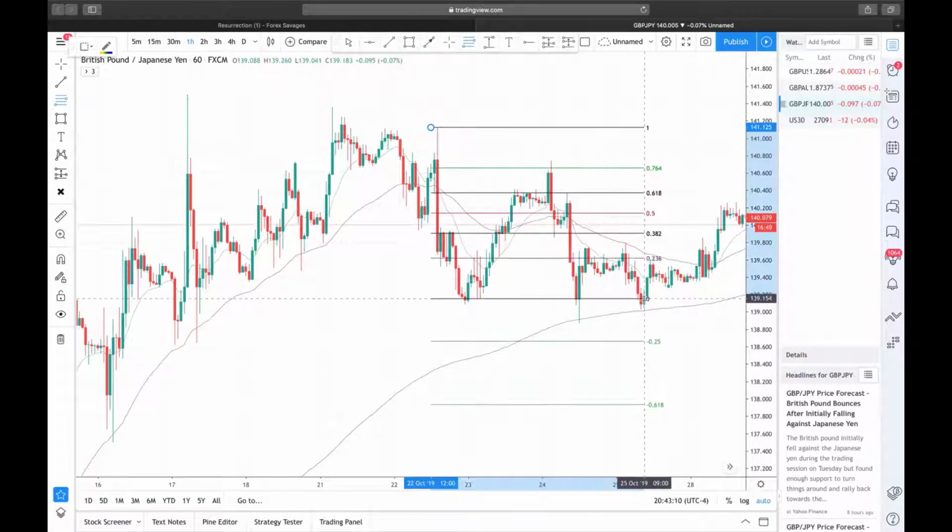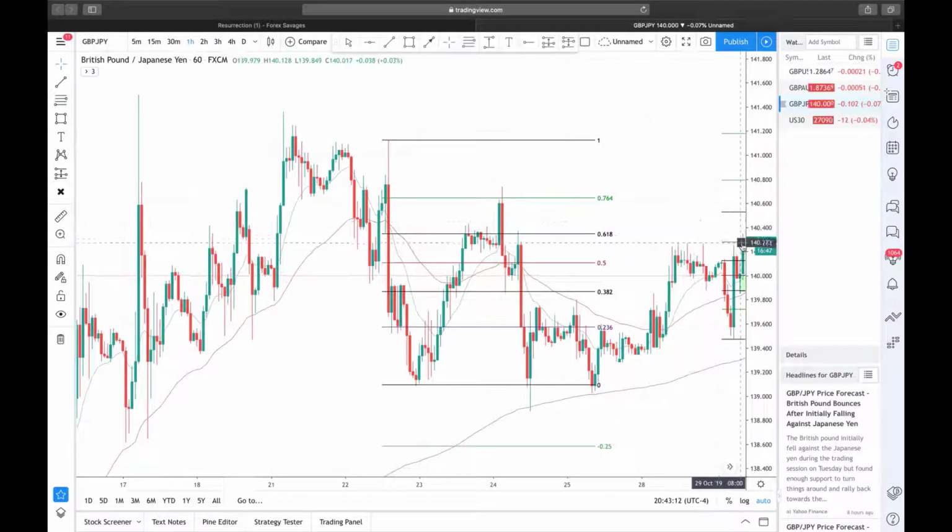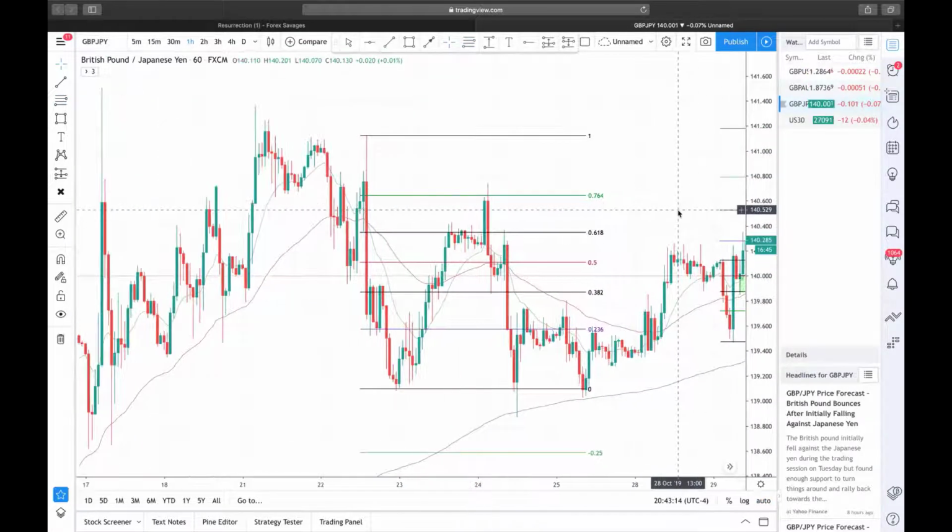Guys, all you need to do is stick to 2 to 3 pairs. Back test them. Literally, that's all you got to do.